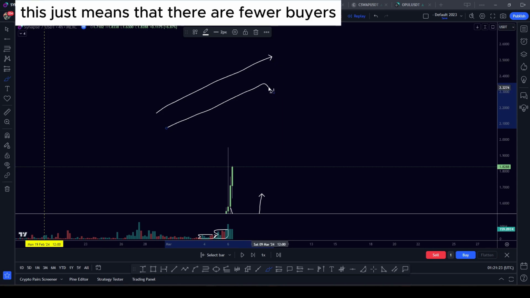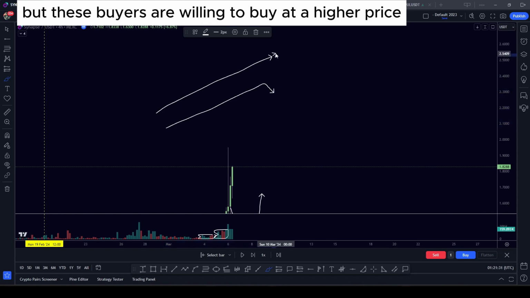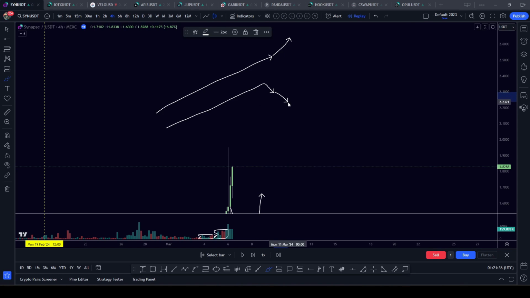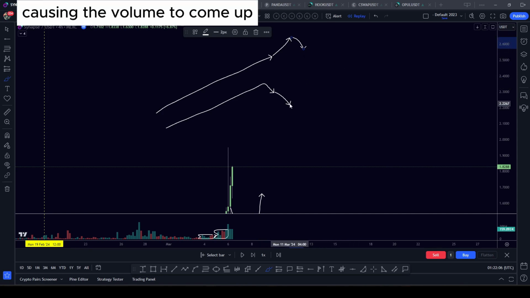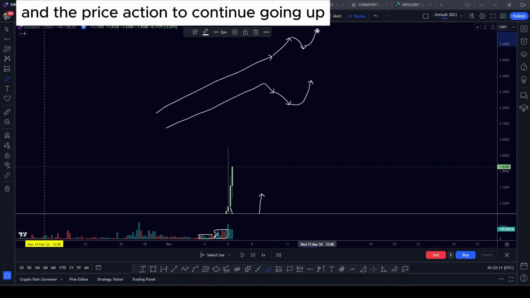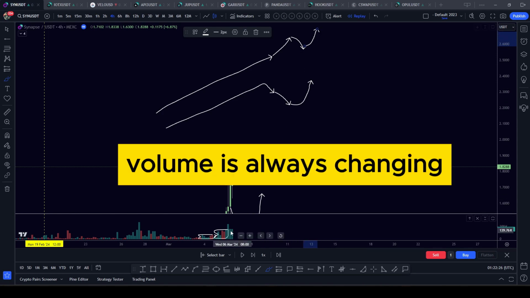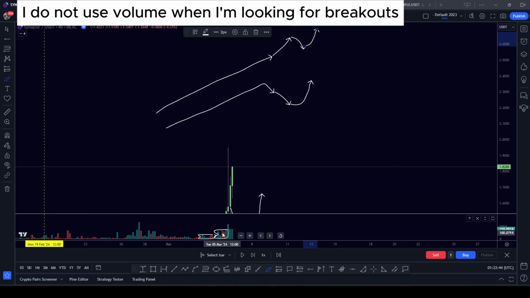This just means that there are fewer buyers at the current moment, but these buyers are willing to buy at a higher price. Now, eventually the theory is the amount of buyers, which is volume, should be exhausted, causing the price action to come down. However, if people see that this price is going up, they're going to enter this trade, causing the volume to come up and the price action to continue going up, because now we have more buyers buying at a higher price. Volume is always changing, and for that reason, I do not use volume when I'm looking for breakouts.